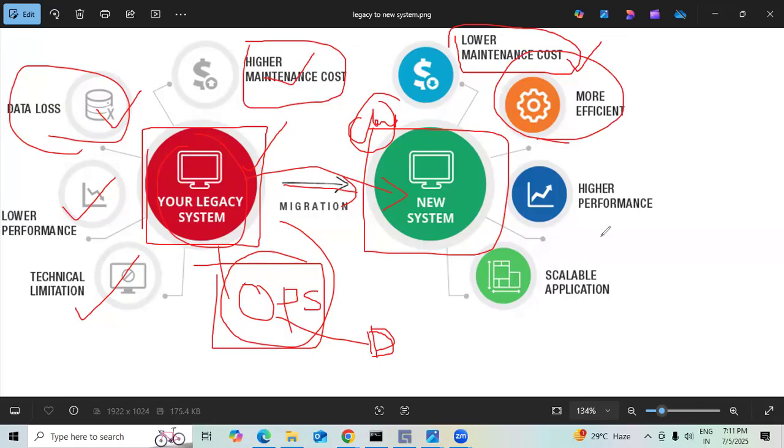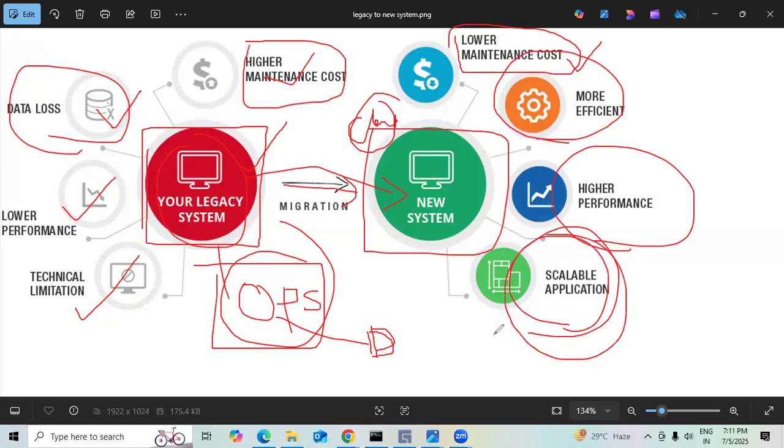Next, about high performance. Performance will be higher. Performance, in context of speed, I can say. Normally we calculate performance in the form of speed: how fast the application we are accessing is, and how fast the results we are getting. This is all about high performance. Next, scalable application. The application will be scalable in nature. Scalability means multiple people across different places can use it. So scalability is also one of the things.